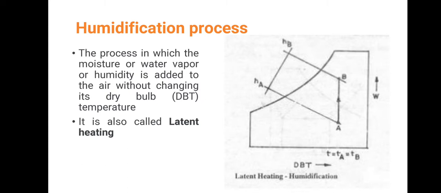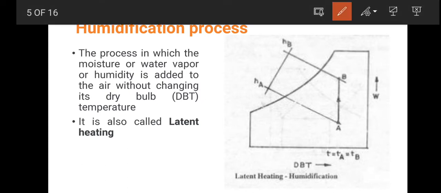Now we will see the humidification process. In the humidification process, also called a latent heating process, at a particular temperature, consider the initial point of the moist air as A, and the corresponding dry bulb temperature is Ta. Keeping this temperature constant, if we increase the moisture content in the air, then this process is called humidification.